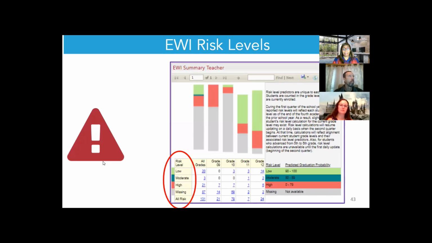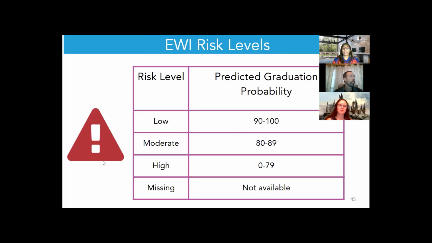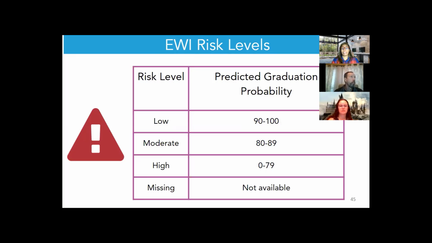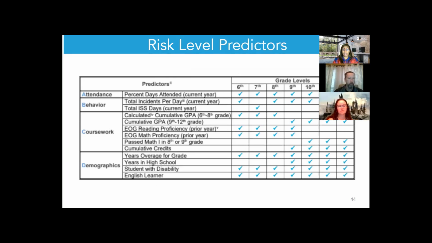When I click there, it's going to take me to the report. It looks very similar to the ERI report, right? And it's going to tell me which flags apply to which student. So for 6 through 12, the flags are a little different, right? Still have those same 4 big categories: attendance, behavior, coursework, and demographics.